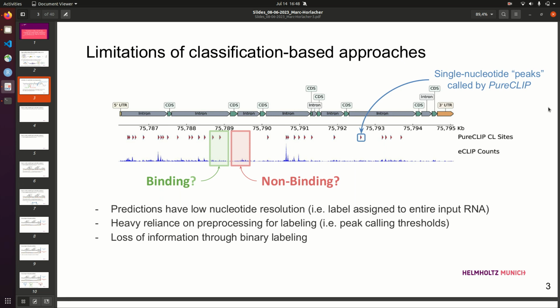The other issue is that these methods heavily rely on pre-processing for labeling. So one needs to first employ some peak calling algorithm to map the experimental data for each region into binding, non-binding. And this is of course associated with loss of information. So we sometimes have quite complex experimental signal footprints, and those get basically mapped to a single bit, that is binding or non-binding, which is associated with loss of information.